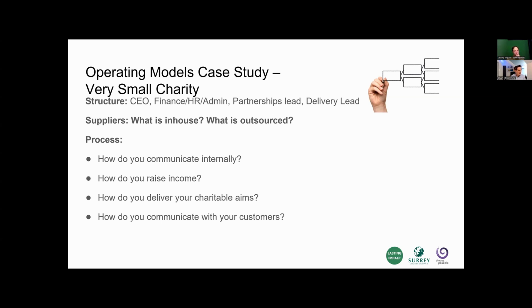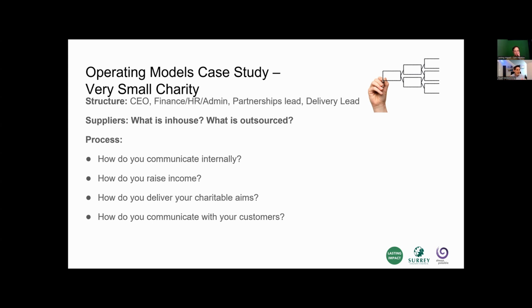Now, the third bit I wanted to talk about here in my operating models is how do people communicate? How do they raise income? How do you deliver your charitable aims? And how do you communicate externally with your customers? Now, there's a reason why I picked on these 4 items, because there's all sorts of things a charity does, but there were 4 things that I really wanted to concentrate on.